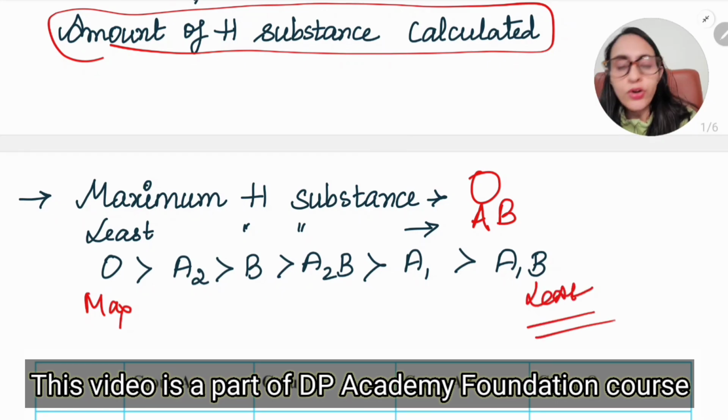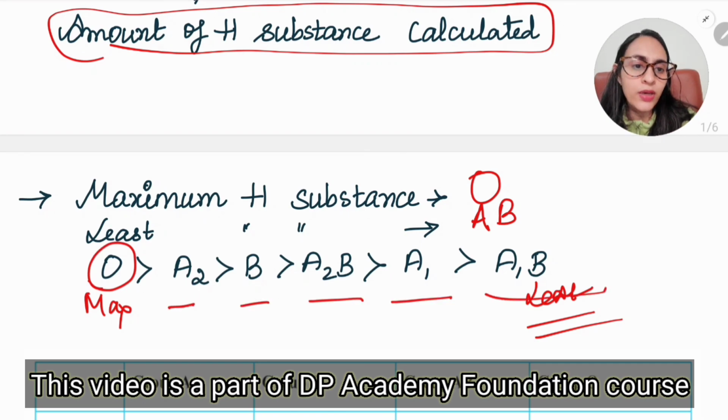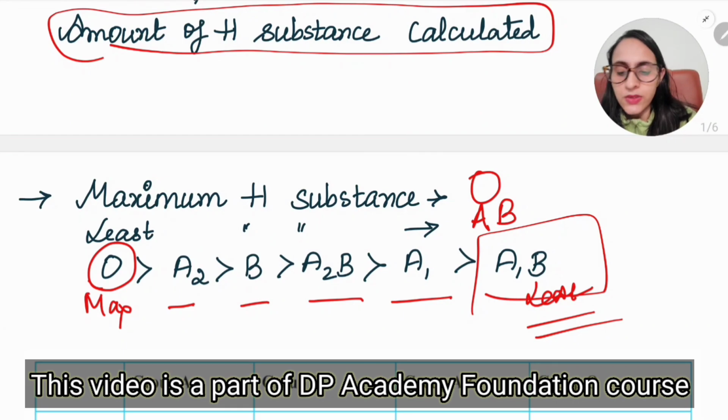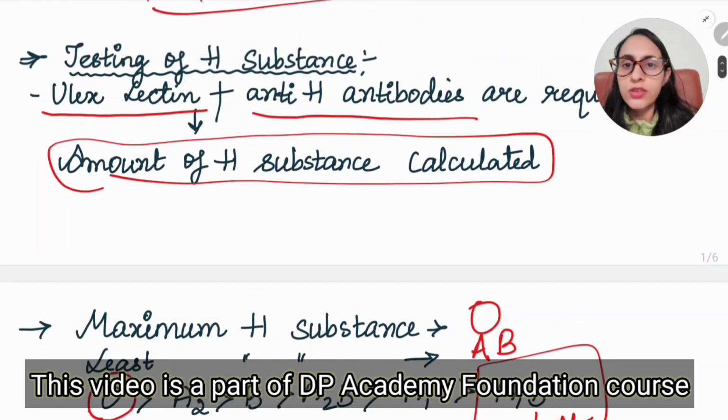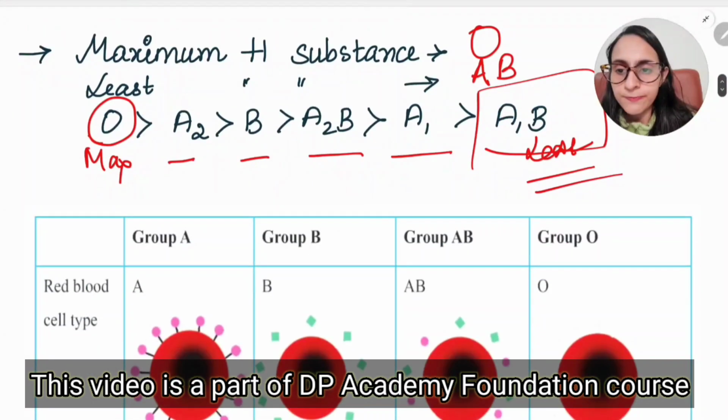So A blood group has got A1 and A2. That is why we have written this maximum H substance, O, then A2, then B, then A2B, and then A1, and then A1B. This is how the H substance concentration is there. It is calculated using this testing by Ulex lectin and anti-H antibodies.